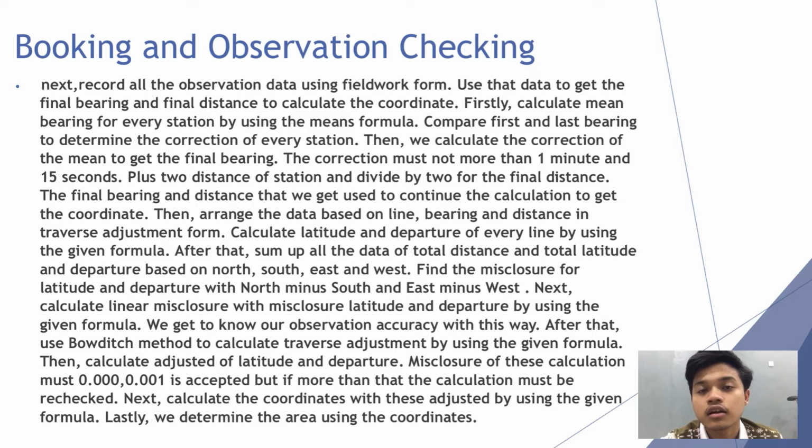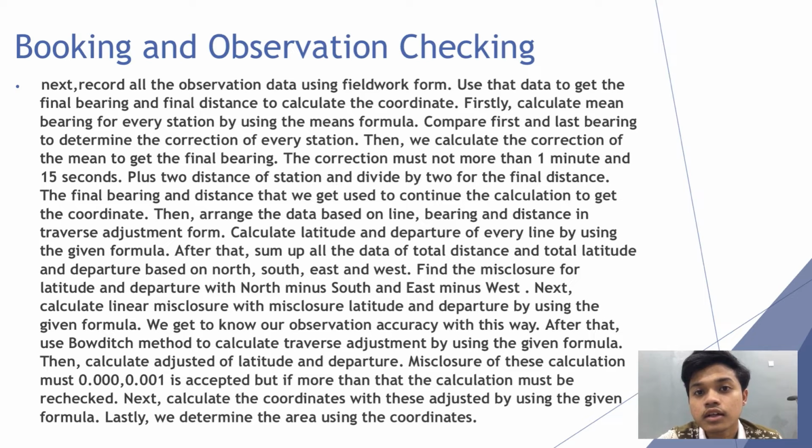Observation checking. Record all the observation data using the fieldwork form. Use that data to get the final bearing and final distance to calculate the coordinates. Firstly, calculate the mean bearing for every station by using the mean formula. Compare the first and last bearing to determine the correction of every station.